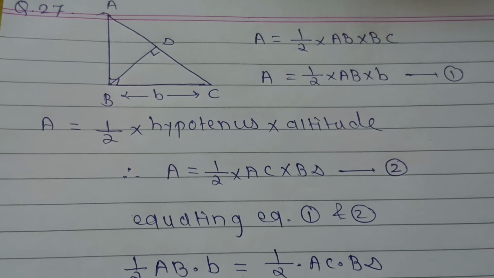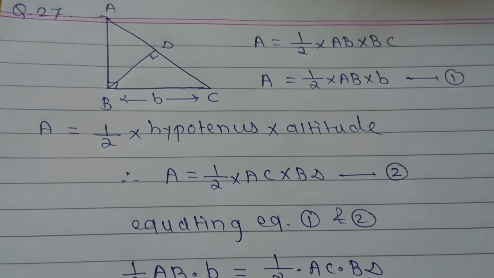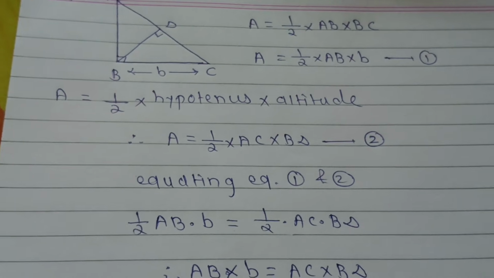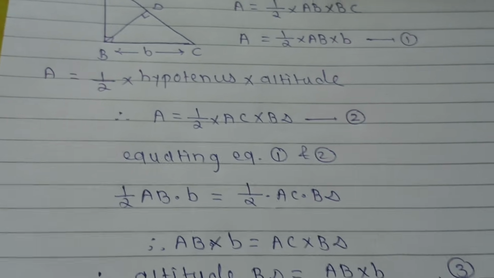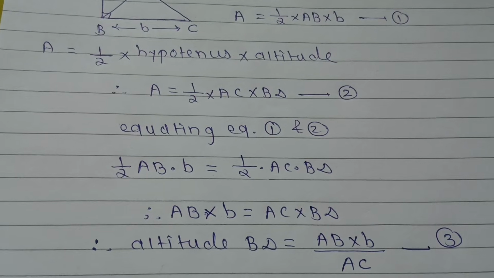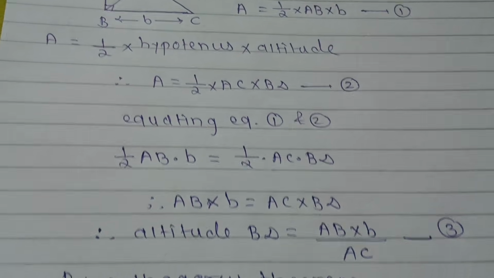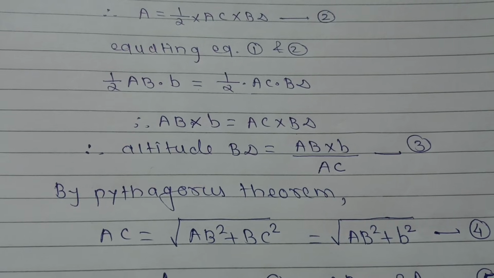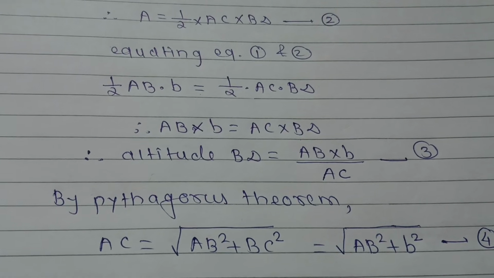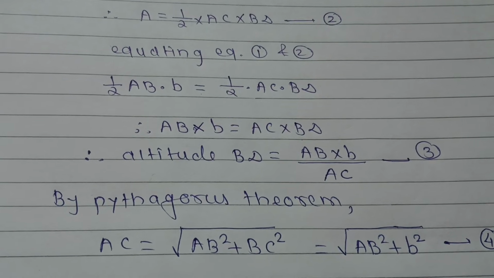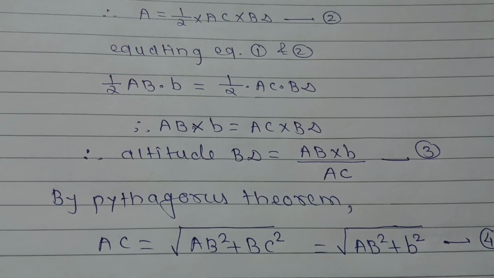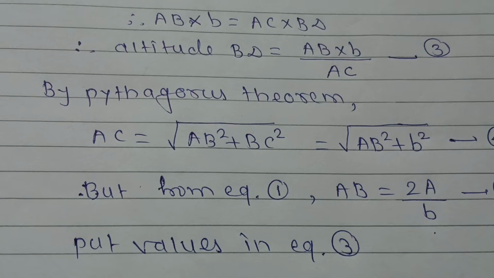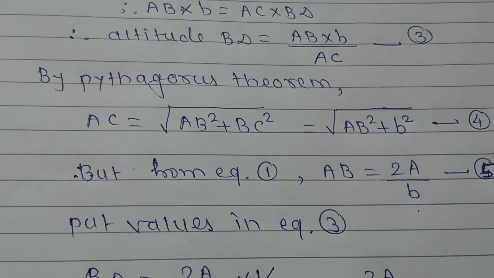Now we also know that the area of a triangle is half into hypotenuse into the altitude drawn on the hypotenuse. So by equating equation 1 and 2, we get the value of BD as AB into B upon AC. Now apply the Pythagoras theorem in the triangle. AC is equal to the square root of AB square plus BC square. After putting the value of BC as B, we get the value of AB as 2A upon B.